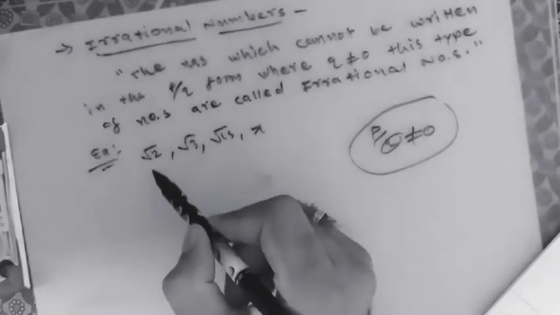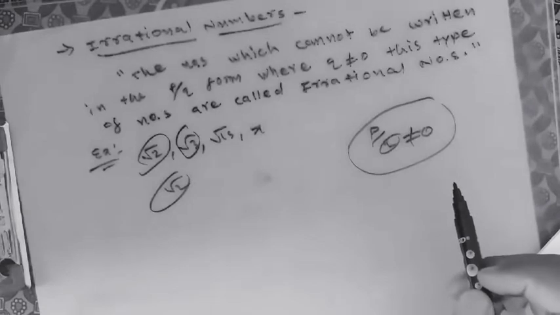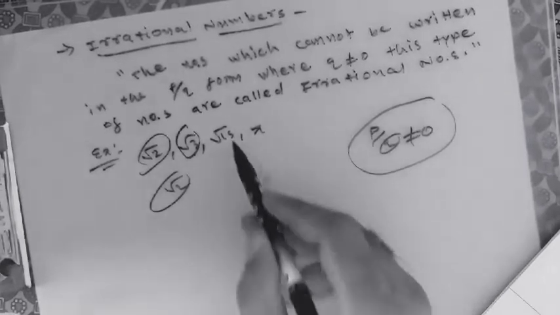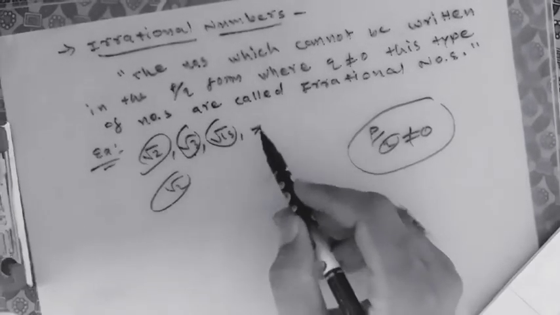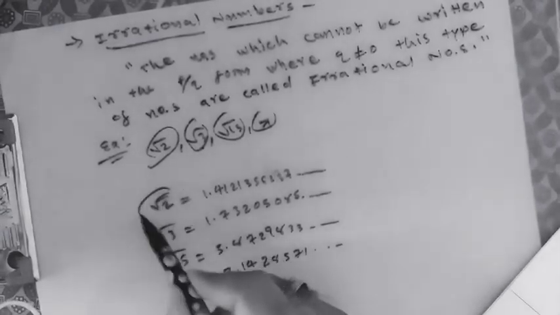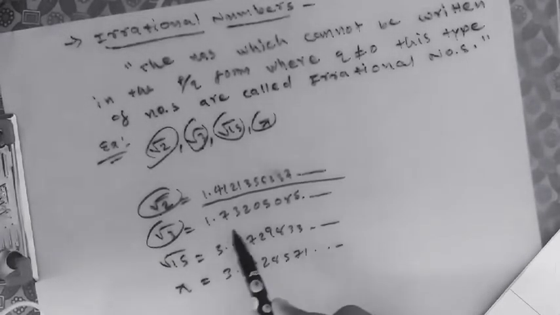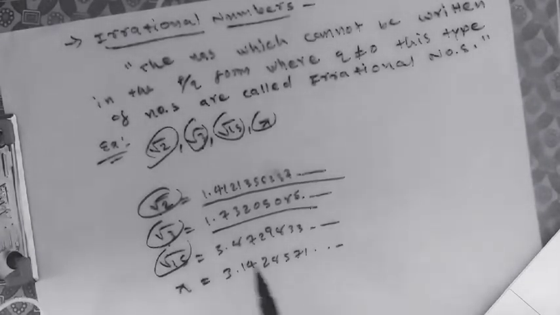तो हम यहाँ पे एग्जांपल्स देख सकते हैं. √2 is an irrational number. We cannot write it down in the form of p by q. √3 is also an irrational number. We also cannot write it down as p by q form. Same as √15 and same pi. So I can show you how. So here we have, when we find under 2 we have this value, when we find under 3 we have this value, when we find under 15 we have this value, same as pi.